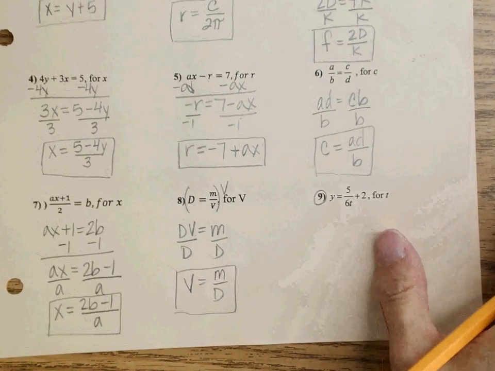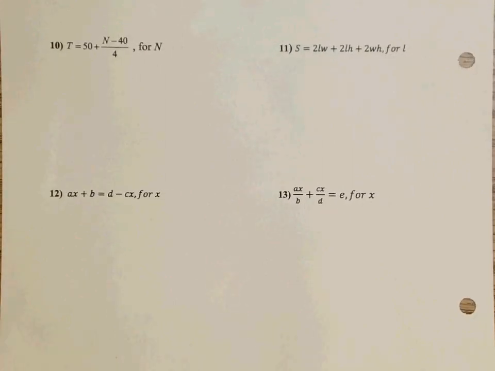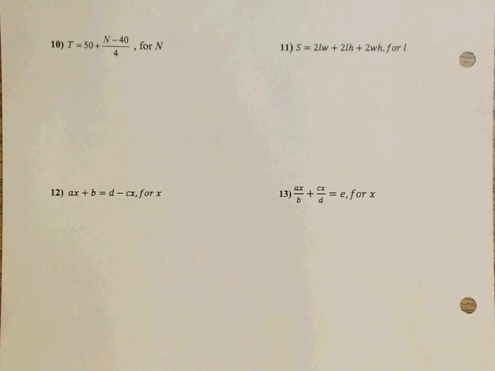Let's go ahead and flip it over, and we'll do number 10. Number 10 is, again, going to be multi-step to solve for the indicated variable. This time it's n. And so again, we're going to have to follow some strategies from our previous multi-step equations to isolate that variable.